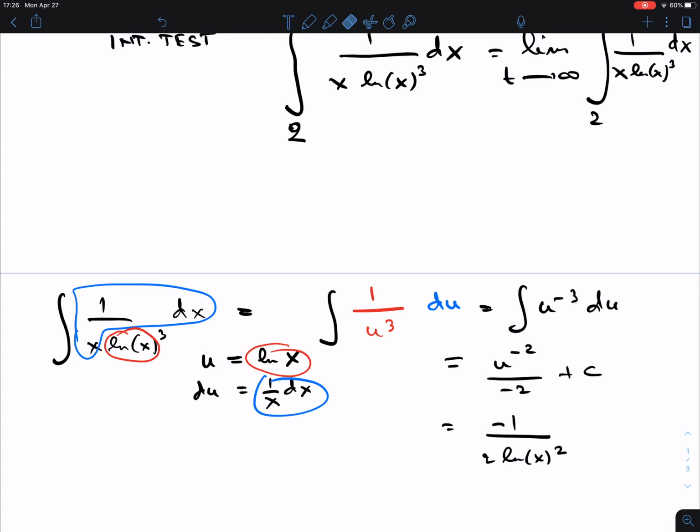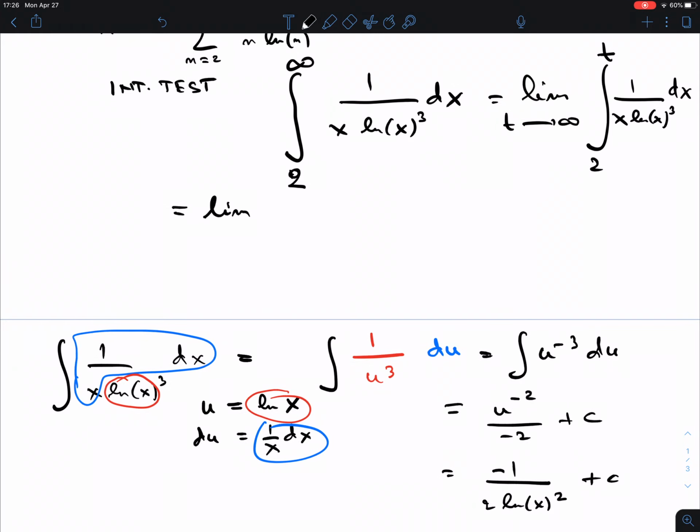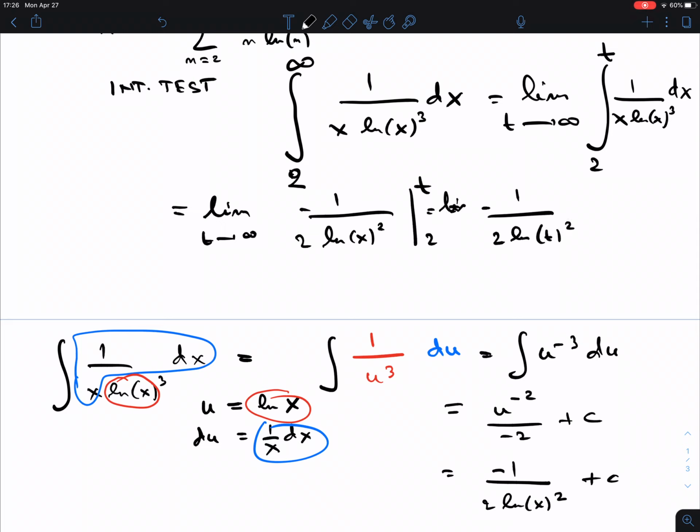Plus c, but the plus c I don't need because I'm going to use this in the fundamental theorem of calculus. So it's the limit as t goes to infinity of minus 1 over ln x squared, between 2 and t. So what do I get? I get minus 1 over ln t squared. I still have a limit here. Sorry, I forgot to write my limit.